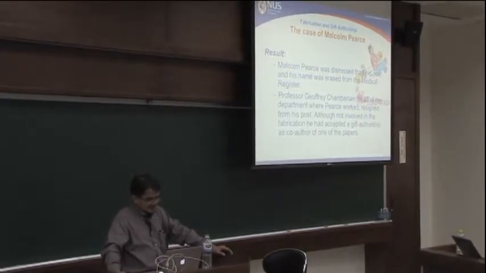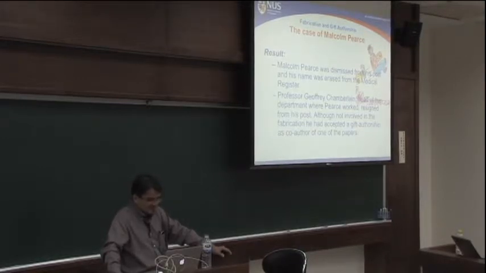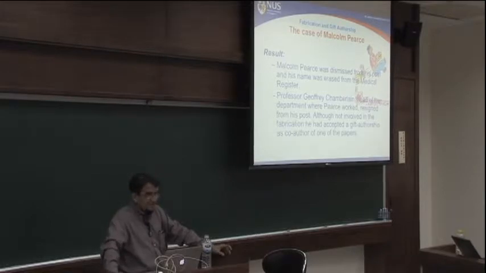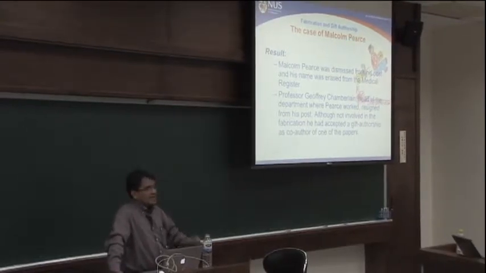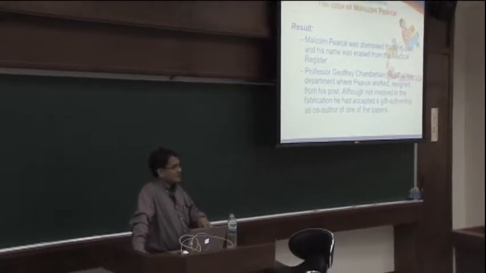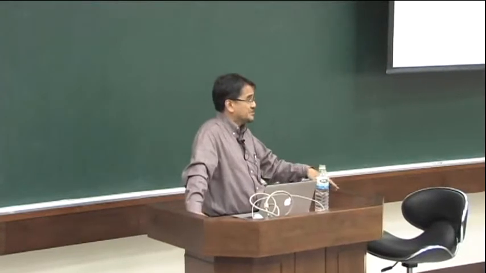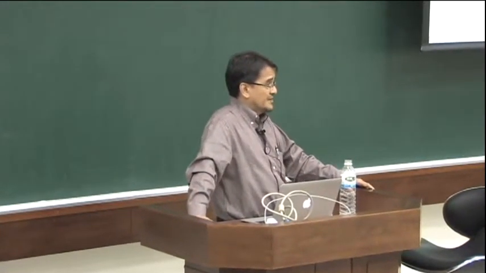Because Professor Jeffrey Chamberlain, head of the department where Pierce worked, had to resign from his post. Why? Because although he was not involved in the fabrication, he had accepted a gift authorship as co-author of one of the papers. Okay? I gave this example as an illustration of what could happen if one just accepts gift authorship.